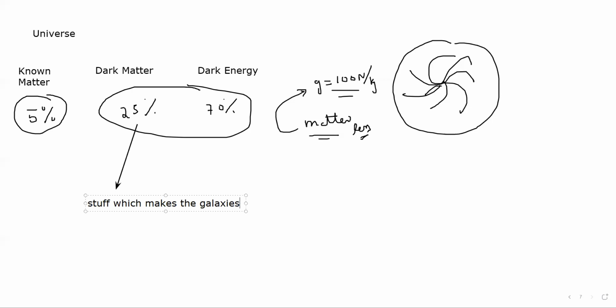And why are we not able to detect this dark matter? Because dark matter is not emitting out any electromagnetic radiation, it is not reflecting any electromagnetic radiation, and it is not antimatter. Why is it not antimatter? Because if it was antimatter, matter would annihilate with antimatter and release gamma photons, so we should be able to detect it. But it is not antimatter as well, and it's not a black hole.